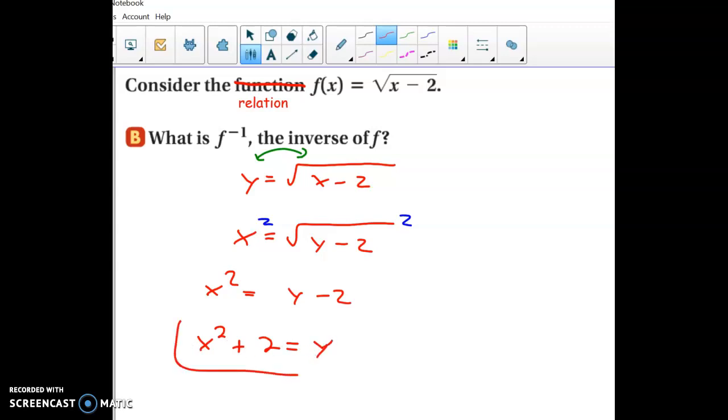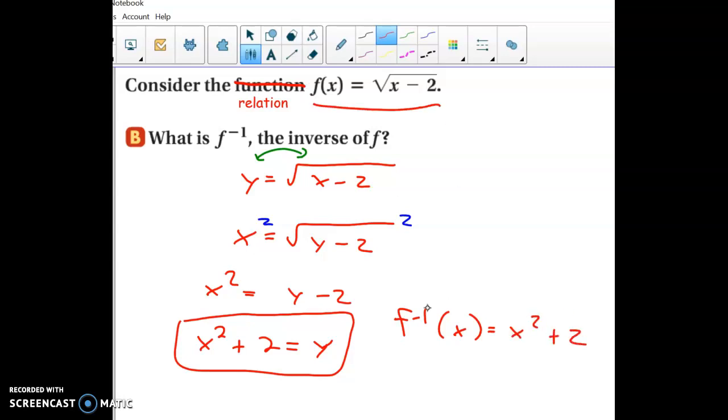Okay, and that's it. That's our inverse, our opposite function. And again, if you want to write it in the fancy notation, we'd say f minus 1 of x is equal to x squared plus 2. If f of x is this, then its inverse is that.